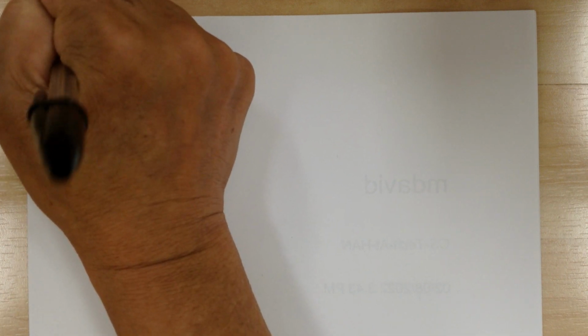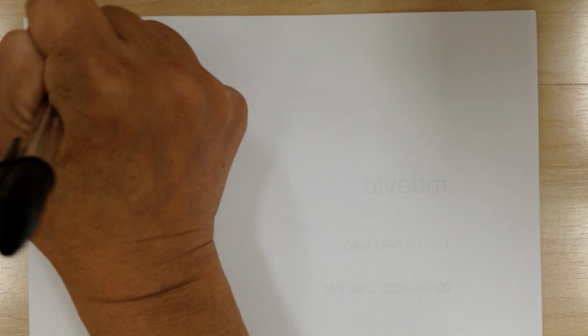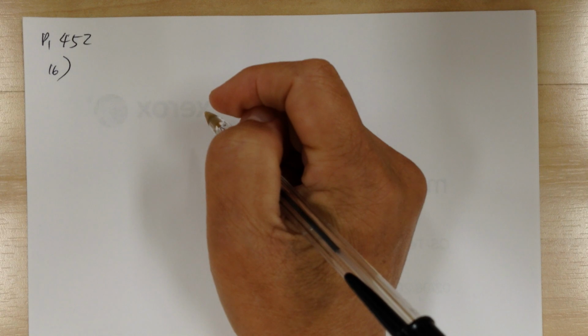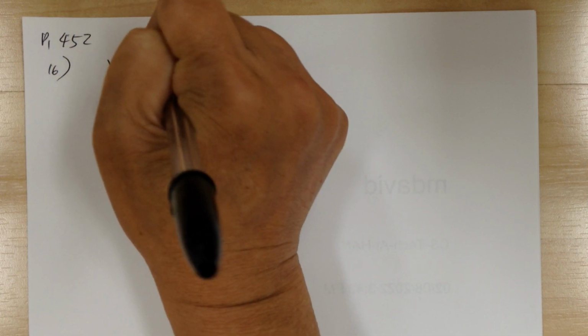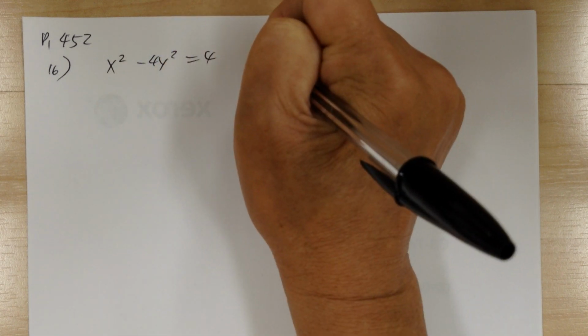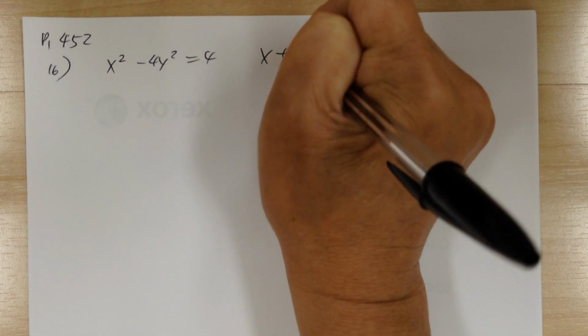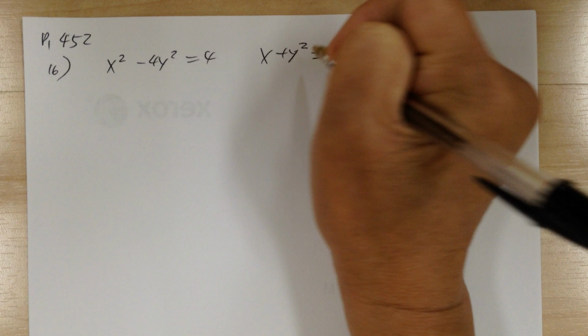Okay, let's go to the next one. It says, how many solutions does this system have? So you've got x squared minus 4y squared equal to 4, and x plus y squared equal to 1.